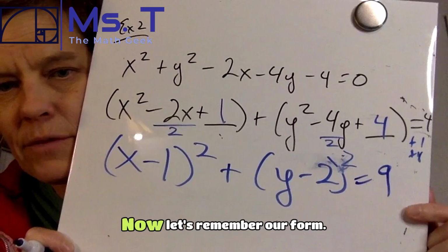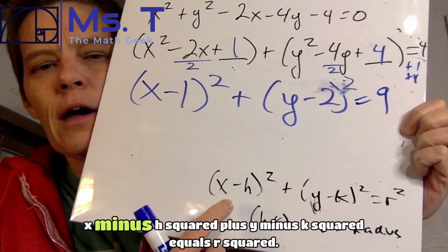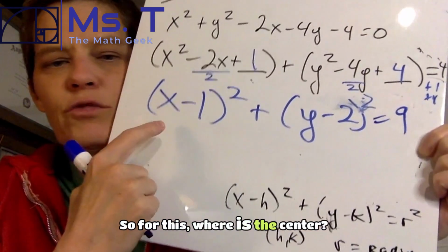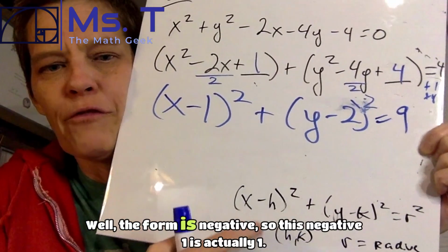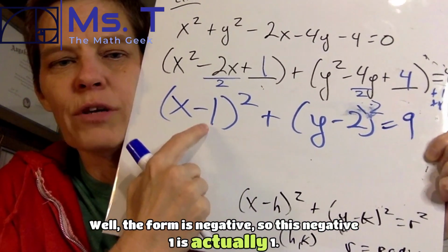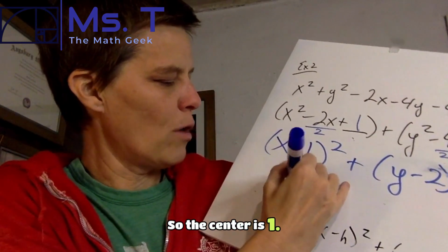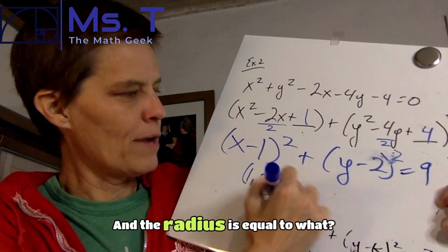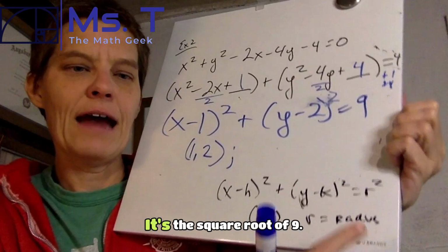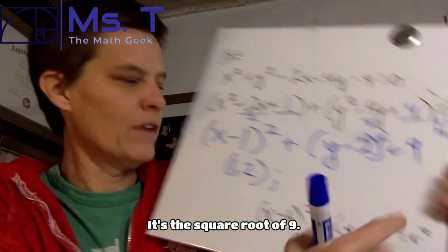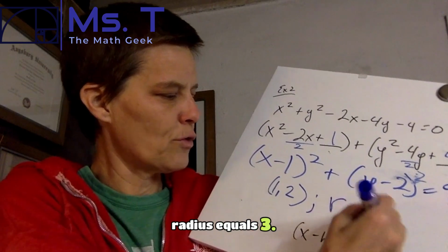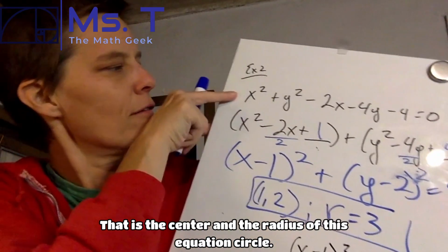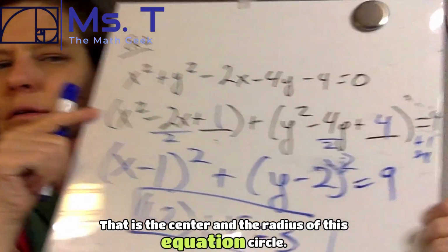Okay, now let's remember our form: x minus h squared plus y minus k squared equals r squared. So for this, where is the center? Well, the form is negative, so this negative 1 is actually 1. So the center is 1. Likewise, that's a positive 2. And the radius is equal to what? It's not 9. It's the square root of 9. Radius equals 3. That is the center and the radius of this equation of a circle.